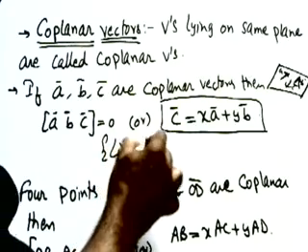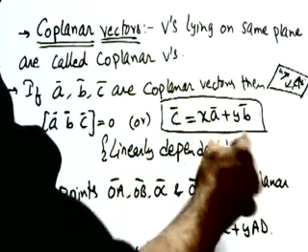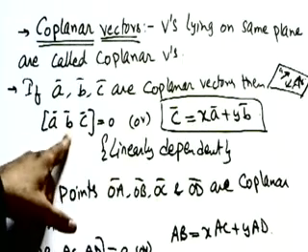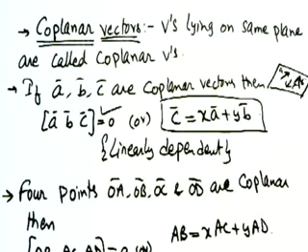There is one more word for this: linearly dependent vectors. Linearly dependent vectors have the same condition. Generally we use this condition for coplanar: we find the determinant of box ABC. If its value is 0, then we say these are coplanar vectors, or the vectors are linearly dependent.